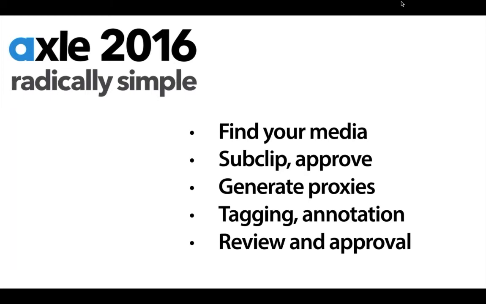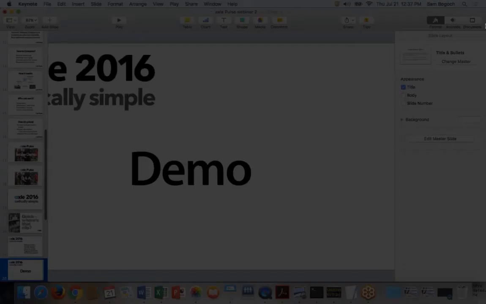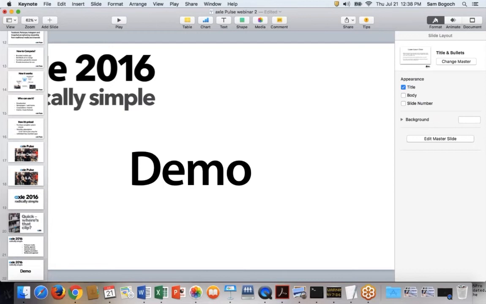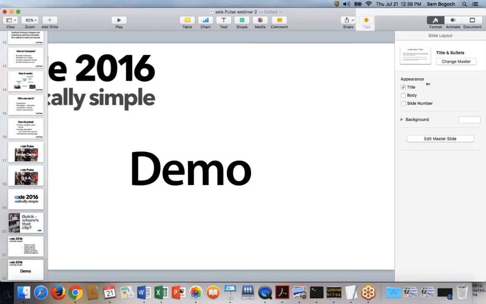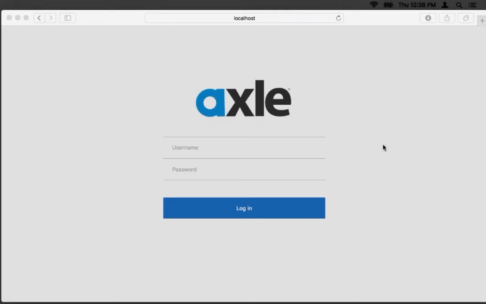All right, so with that, let's talk a little bit about Axle 2016, which is the back end to the front end that we've just been showing you. It's what we call radically simple media management, and it's been designed to make it a lot easier to manage large amounts of incoming media from whatever source. Obviously, Axle Pulse is one such source, but we also handle traditional camera intake. We handle uploads of any kind, Aspera, FTP. However the files get to you, we make it radically simple to manage those files on your shared storage.